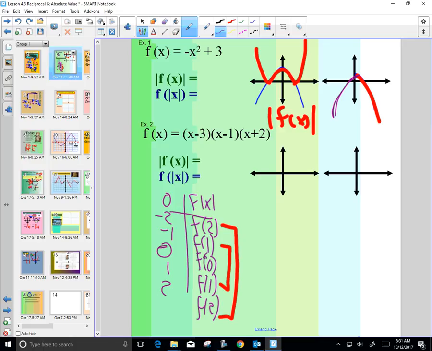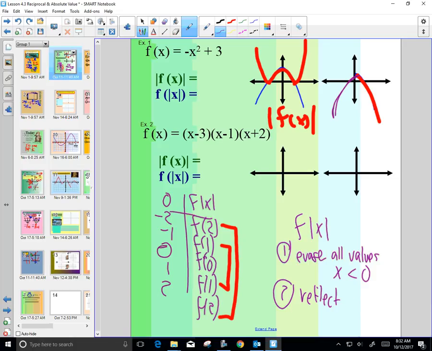So what you do for f of the absolute value of x, the first thing you do is erase all values x less than 0. Just erase them. Then the second part is reflect about the y-axis. It's weird, but that's essentially what happens.